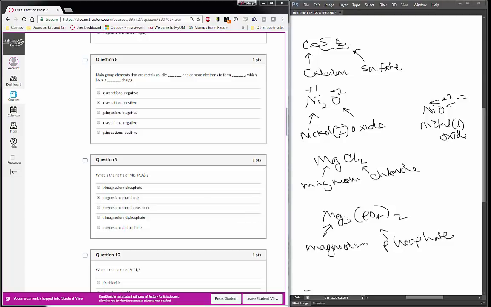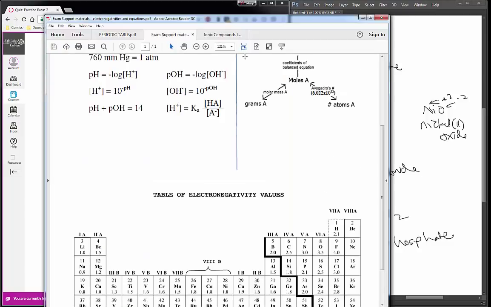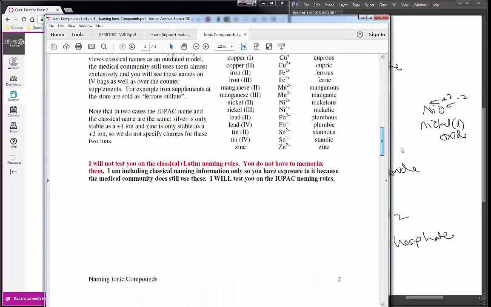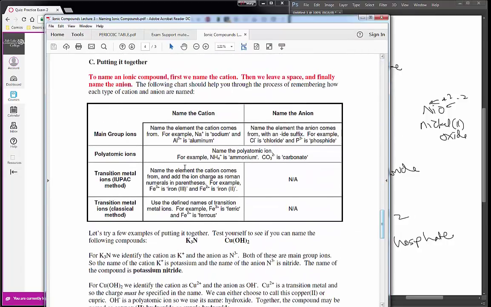Just as a reminder, for all of these nomenclature questions, you were looking at the nomenclature of ionic compounds lecture, and at the very end you've got this little table that should help you. If it's a main group, cation, anion, it tells you what to do. If it's polyatomic, it tells you what to do. If it's a transition metal, it tells you what to do. So the key is just to recognize, first of all, that it's an ionic compound, so it follows these naming rules.